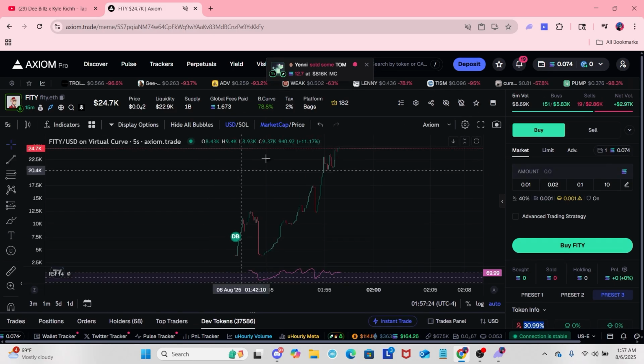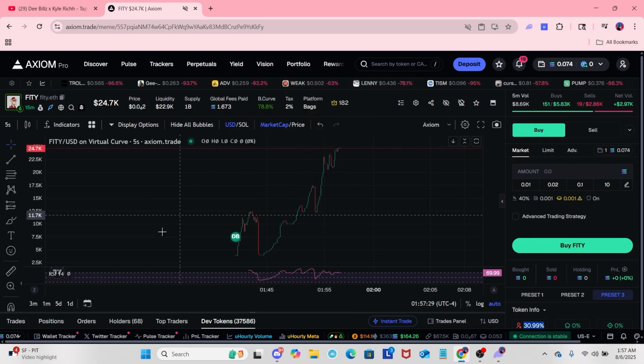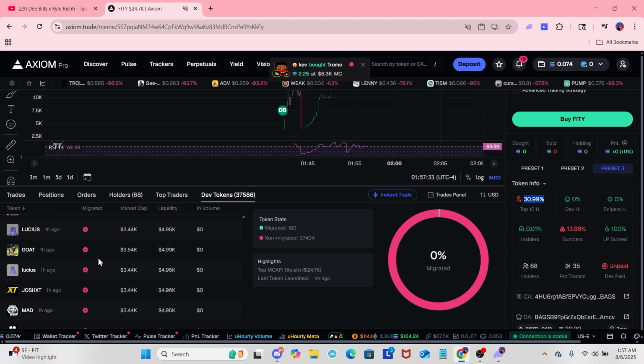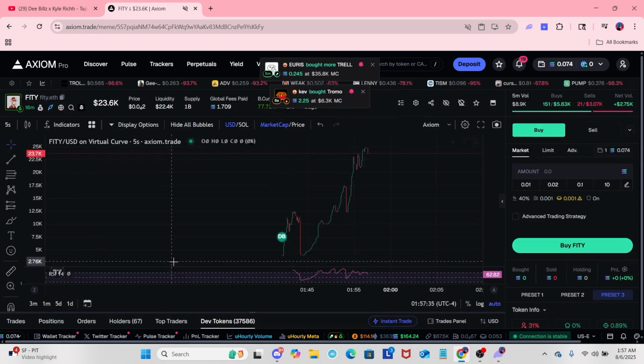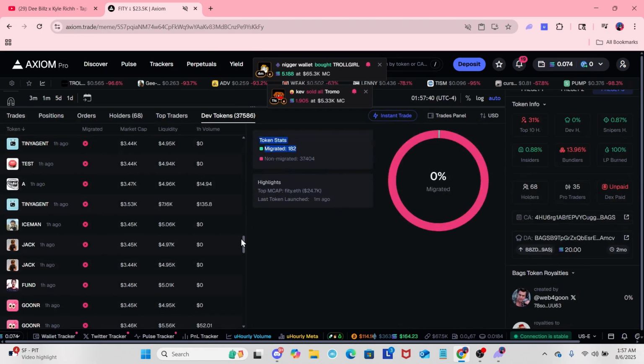That's so weird. Up here it says dev migration 182. It's probably just not on Axiom yet. I don't know, that's why you always want to look into it. I don't really mess with that. Or maybe he just made so many coins. I take that back, he just has so many.